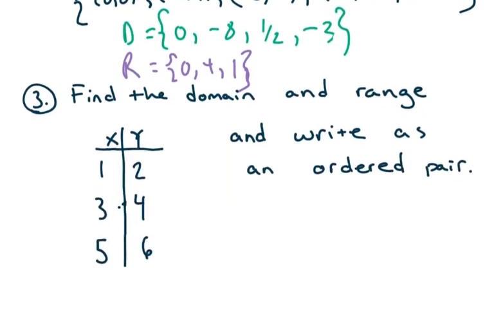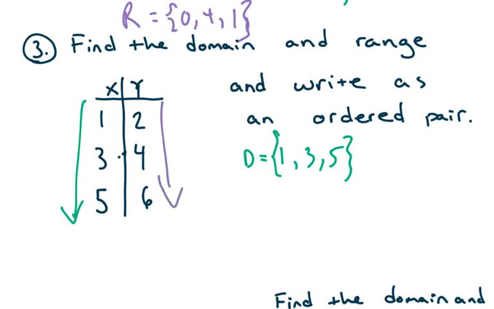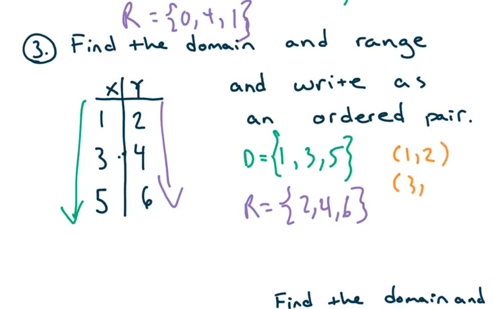Okay? Moving right along, it says find the domain and range and write as an ordered pair. So we know how to do the domain and range. The domain is the x values, so these are all my x values, that would be 1, 3, and 5. Range would be the y values, these would be 2, 4, and 6. And to write as an ordered pair, that just means I'm going to say (1, 2), (3, 4), and (5, 6). That's it. That's all you got to do.